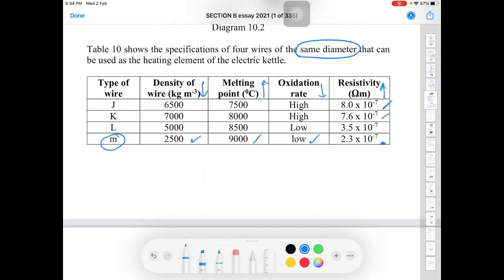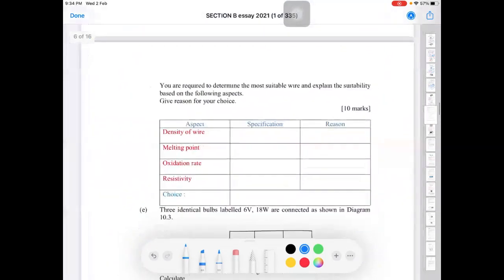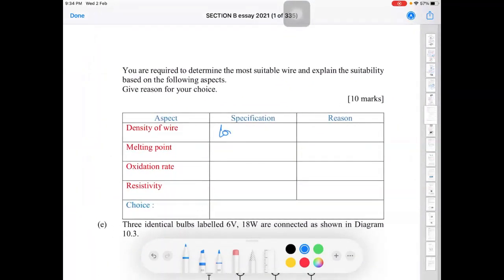Alright, so we answer the question as usual in your table. So density is low, smaller. Okay, get used to using this sentence, do not put values. You cannot use the value because values can change. So we just state that we want low density so that it will become lighter. Physics is easy. One sentence already gets marks. Okay, melting point you note high. Not melt at high temperature.